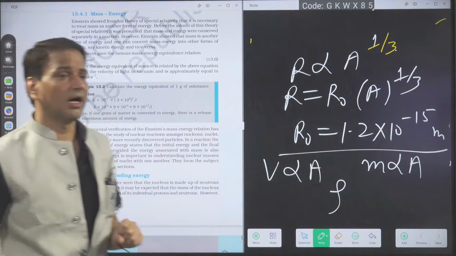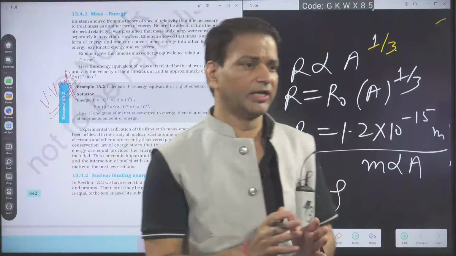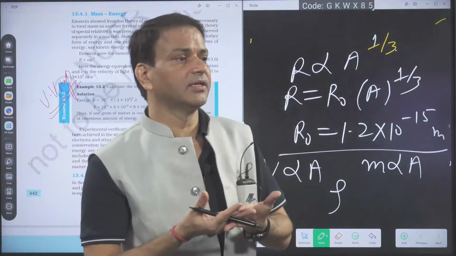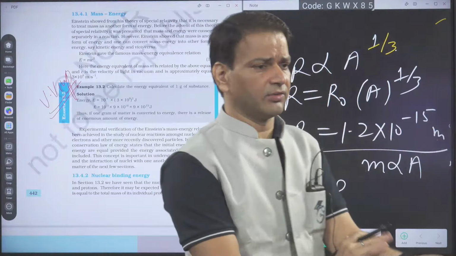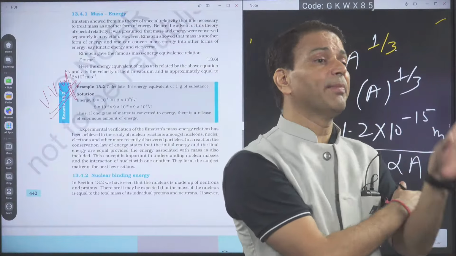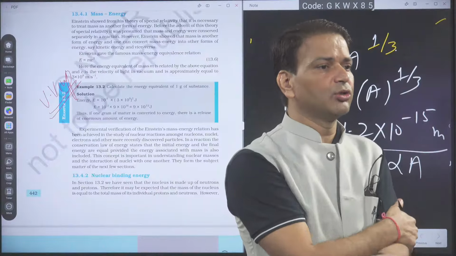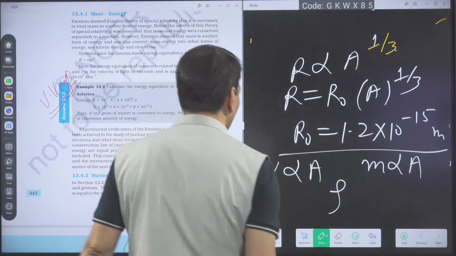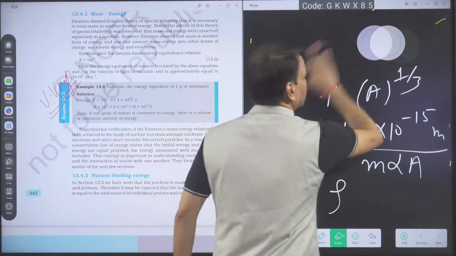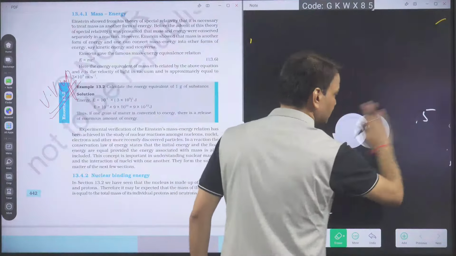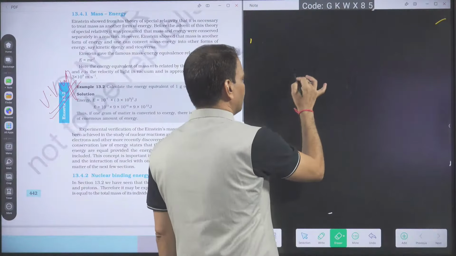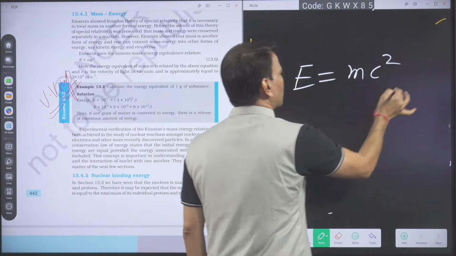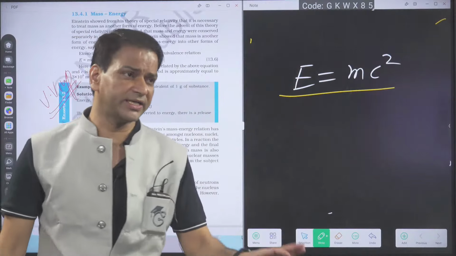Then, energy and mass are equivalent. Basically in a nuclear reaction, the reason for the energy release is the mass loss. So mass is equivalent to energy, and Einstein has given the relation for that. E is equal to mc square. This everybody knows. The actual equation of Einstein is not required in this chapter. E is equal to mc square.